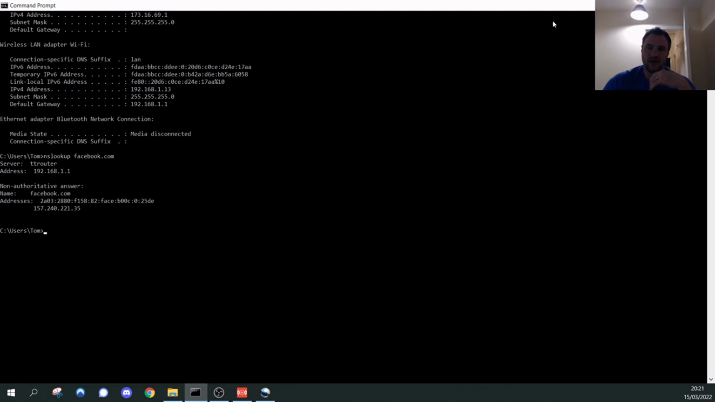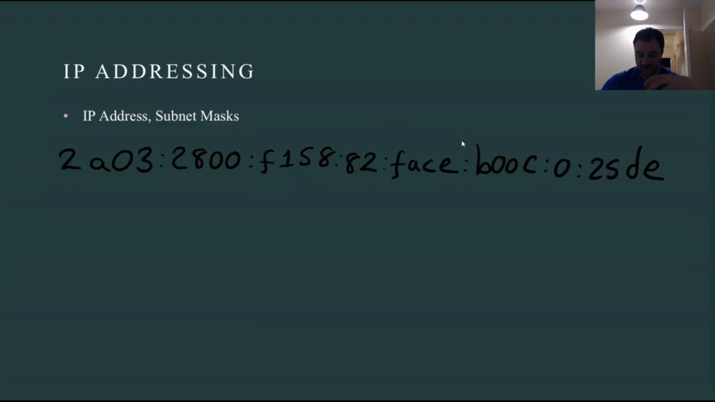So breaking this down further on my notes, IPv6 is a 128-bit alphanumeric address space, and with it being 128 bits, it acts exactly the same as IPv4.